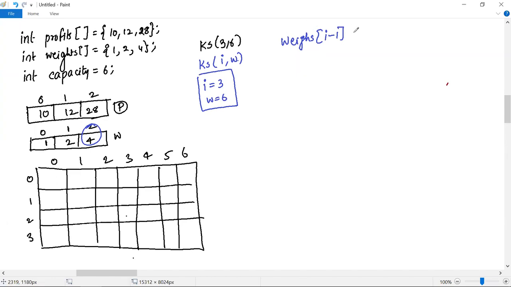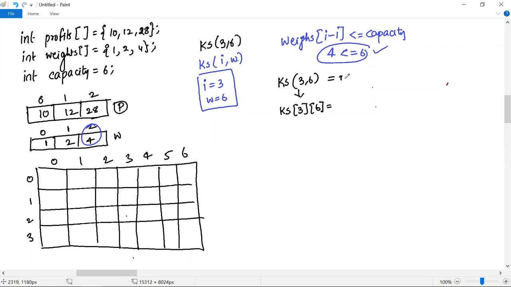What is weights of i minus 1? 4 is less than or equal to capacity. Is this condition true or false? We need to know. What is weights of i minus 1? i minus 1 is 2. Weights of 2 is 4, less than or equal to 6. True. True means what is the formula we need to write? KS of 3, 6, in the programming, how should we write? KS of 3, 6 is equal to max of what should I take?